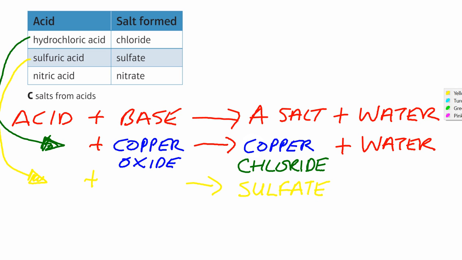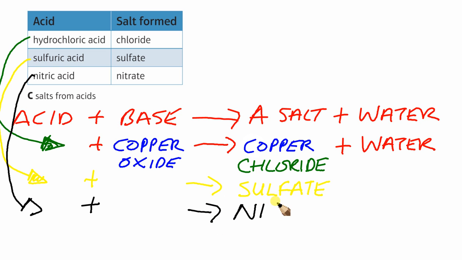And then finally we can use nitric acid. Nitric acid plus copper oxide is going to give us copper nitrate. And of course we're always getting water formed in these neutralization reactions.